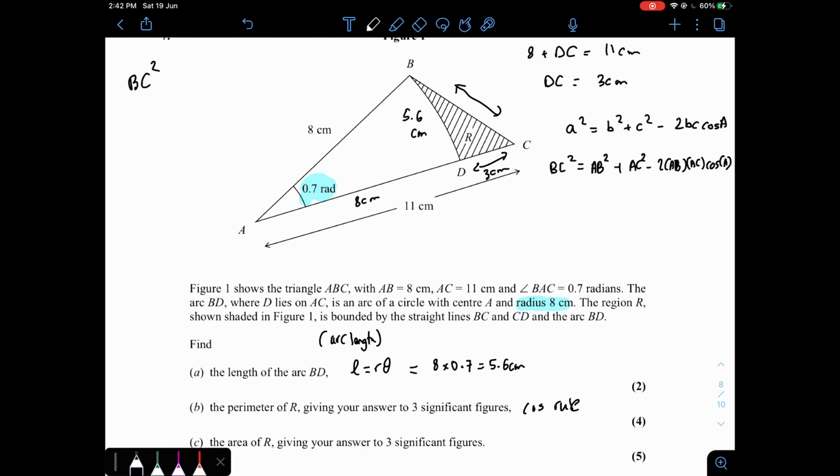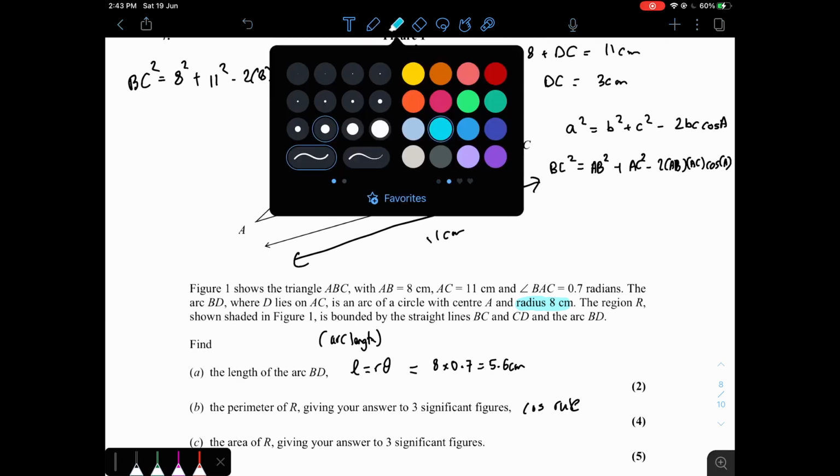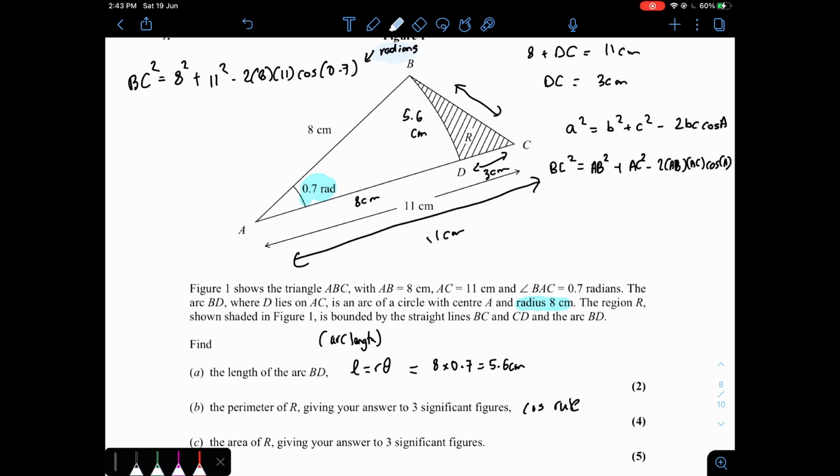BC squared will be 8 squared plus, the whole, this length over here is 11, so plus 11 squared minus 2 times 8 times 11 cosine of 0.7. Remember, this is in radians, so the calculator must also be in radians. So it's very important to change your calculator to radians.